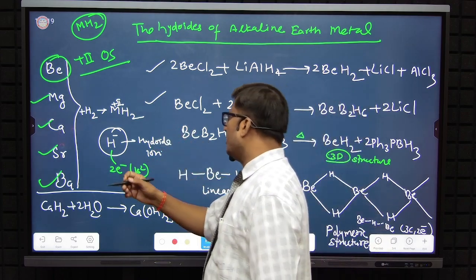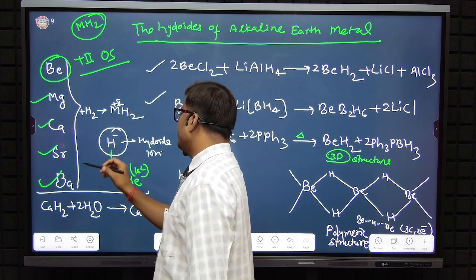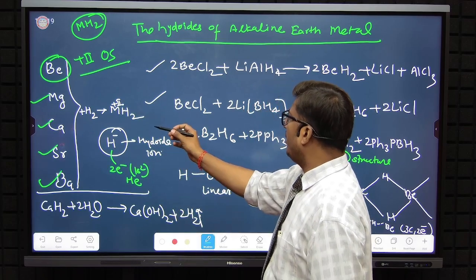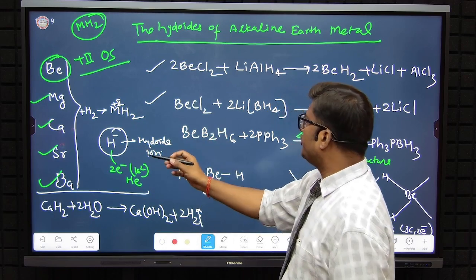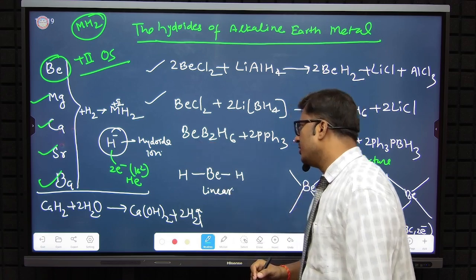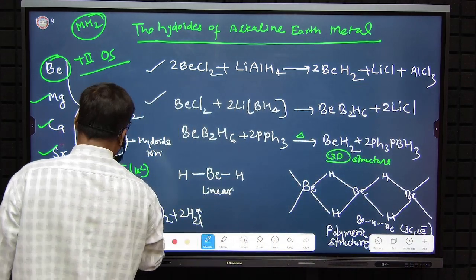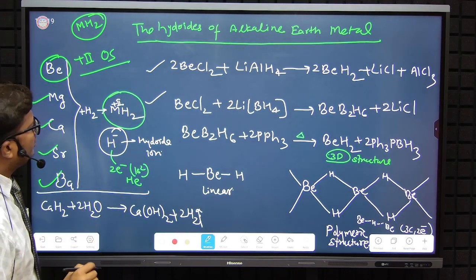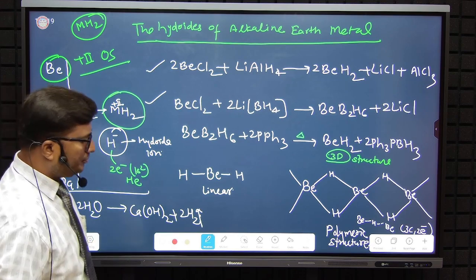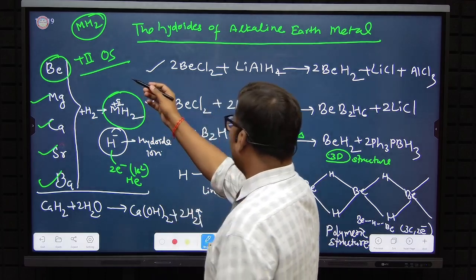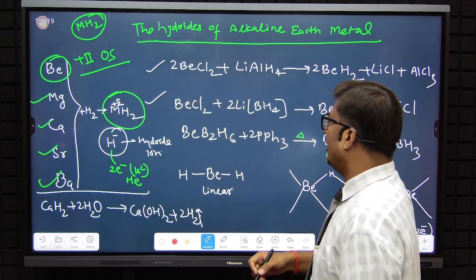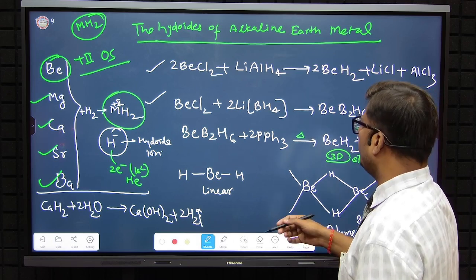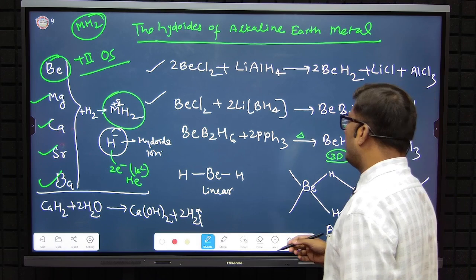But the rest of the other metals like magnesium, calcium, strontium and barium are highly prone to react with hydrogen gas to form magnesium hydride, calcium hydride, strontium hydride and barium hydride. So, in all these hydrides the metal exists in the +2 oxidation state. But beryllium does not react directly with hydrogen gas at room temperature. So, it requires another route to form beryllium hydride.